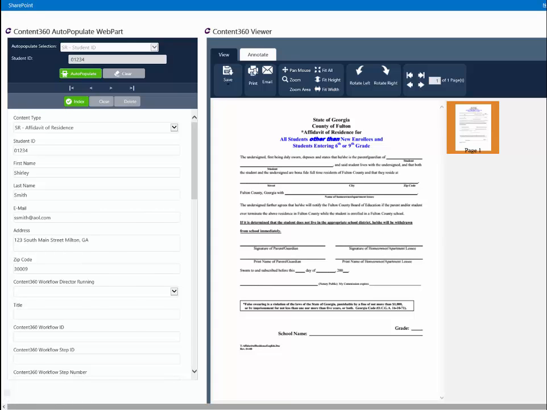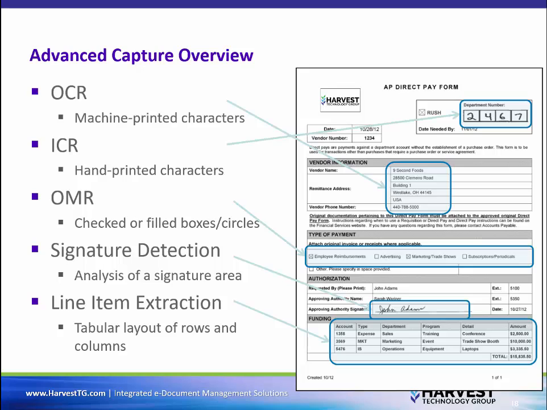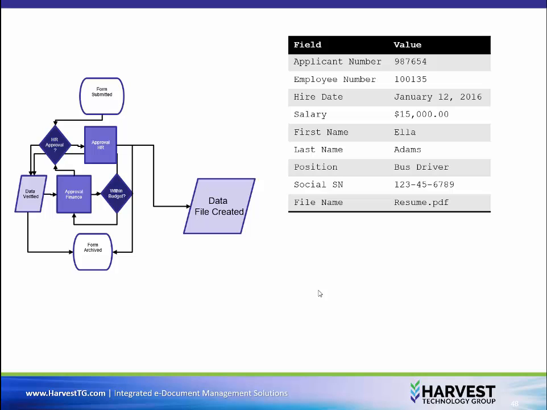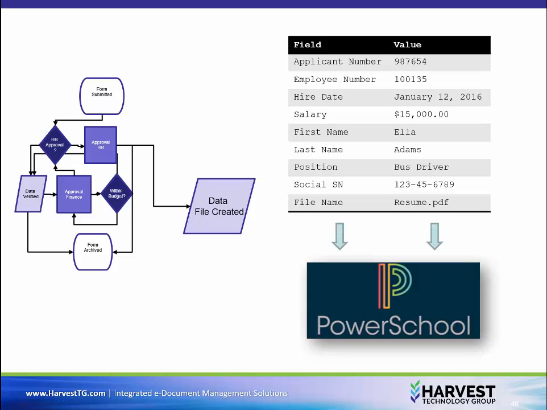For documents that contain a lot of machine print, Content 360 does provide full OCR capabilities, so we can read things such as the machine printed characters, even constrained handprint. We can determine if a document has been signed or not, and even extract line item detail information. In addition to integration with PowerSchool SIS for document storage, capture, and retrieval, Content 360 offers an entire workflow engine as well as e-forms and integration through PowerSchool SIS API. For additional information on these solutions, please see our other videos.